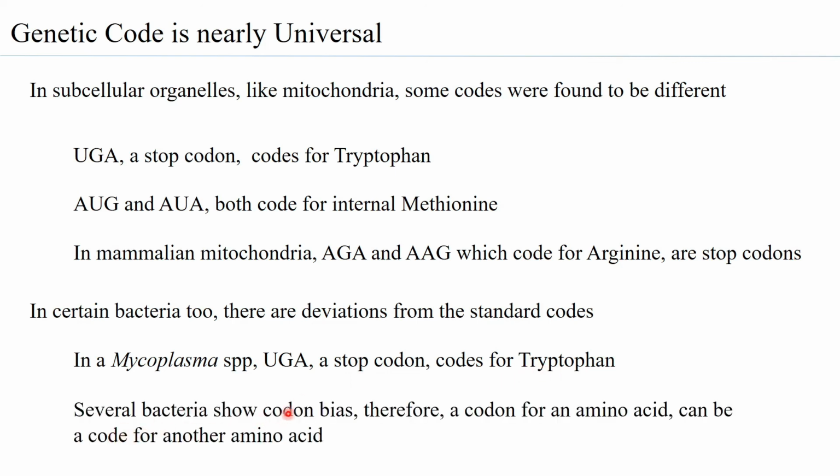Plus, several bacteria show something called codon bias. When a bacterium needs a certain amino acid to be incorporated more in its proteins, several of the codons are used to code for the same amino acid. So there is a bias towards a particular amino acid. For example, you have one codon coding for lysine, but because arginine is being added more in the proteins in that bacterium, the codon for lysine can code for arginine. So that is what is called codon bias. So with this, let us conclude.